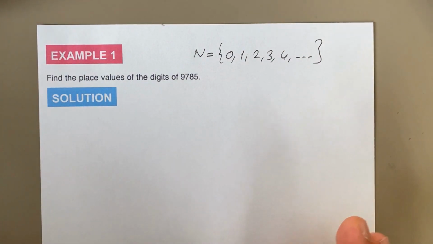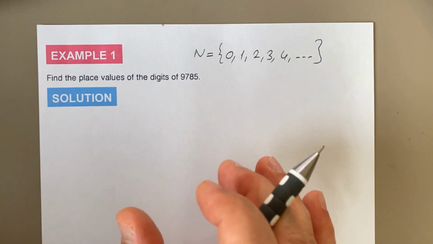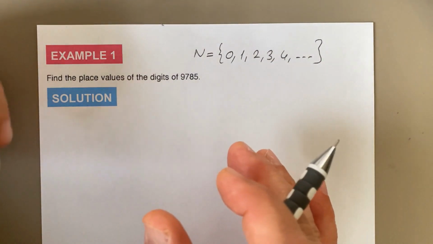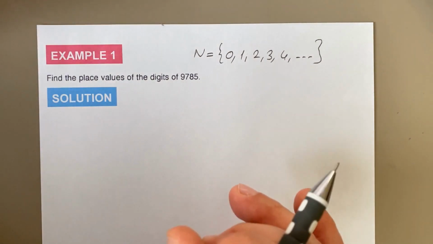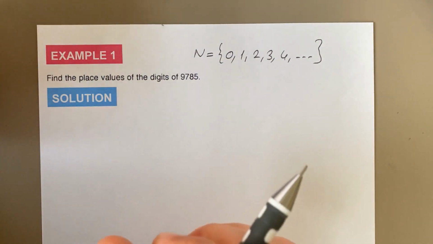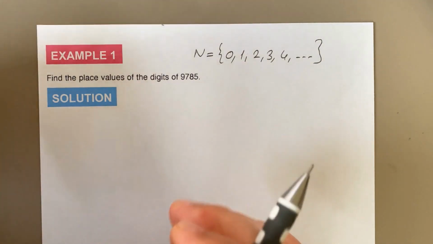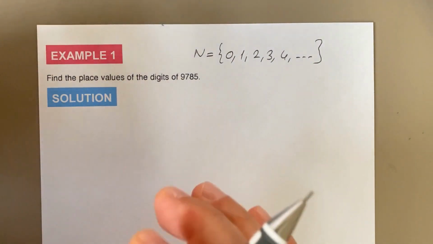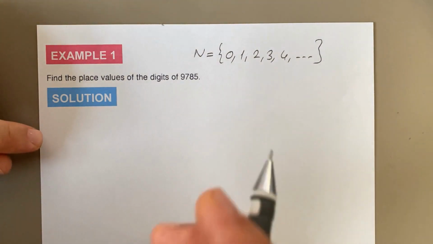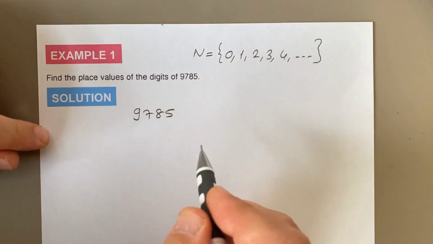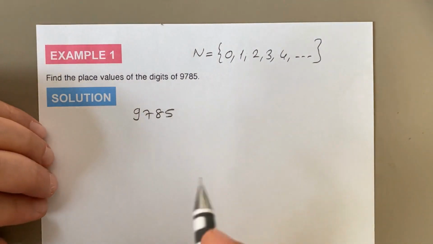Now, you should pay attention to this. With place value, you shouldn't confuse number value with place value. Place value means something different. Number value means the digit itself. Let's do an example here. Our number is 9785. Let's find its place values.